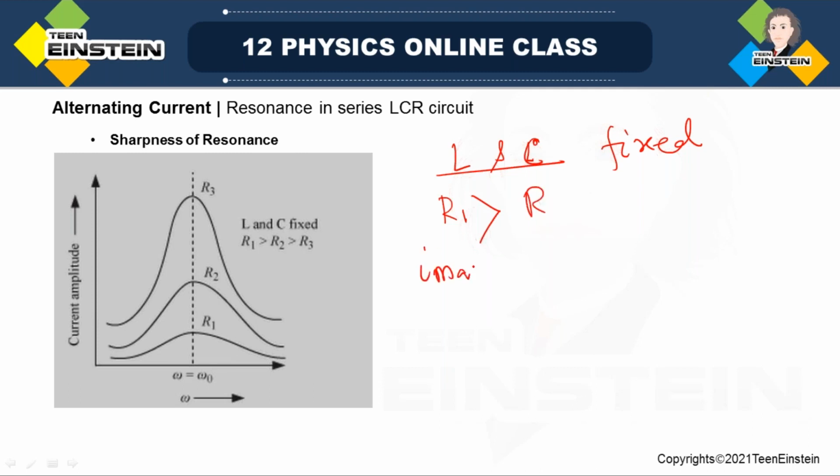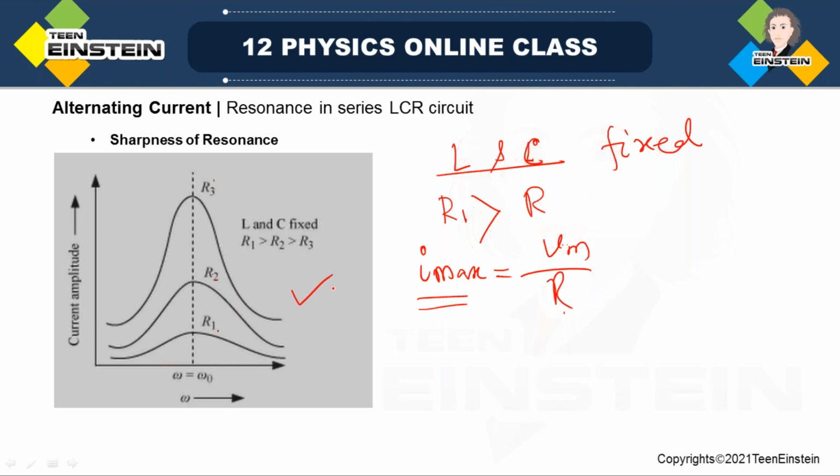We know the maximum current Imax is Vm by R. So if the current is reducing, then it will be wider on the frequency side, just to maintain a constant area under the curve. So if your R is more, then your sharpness is less. You can see here R1 is greater than R2, which is greater than R3.